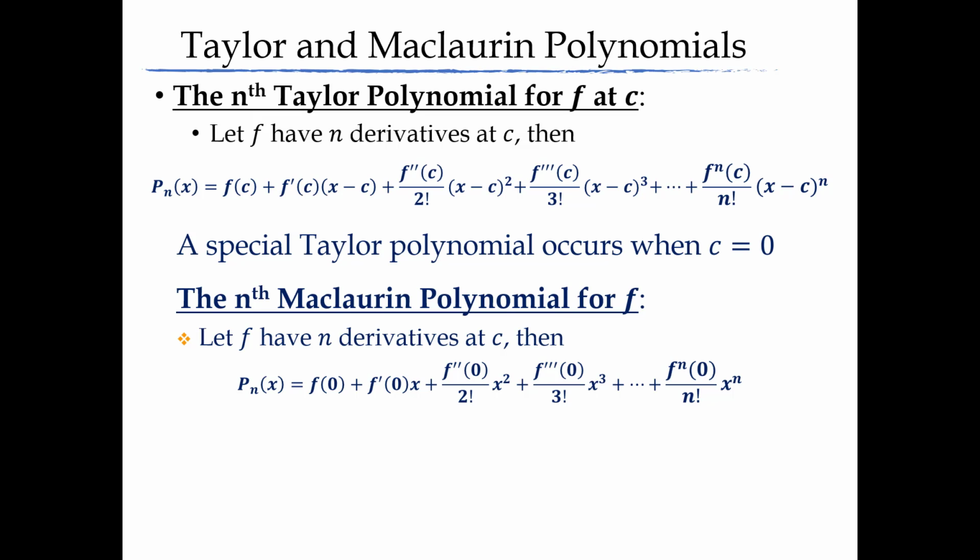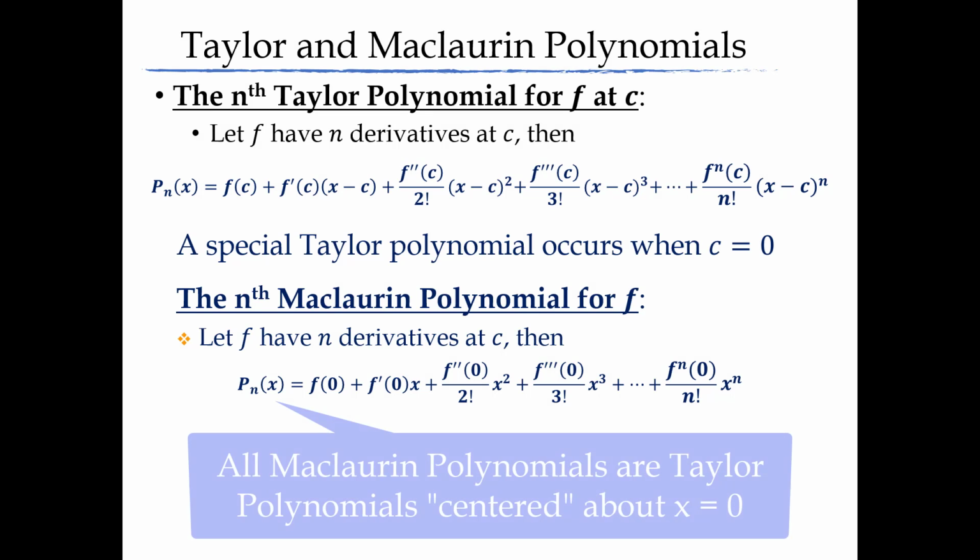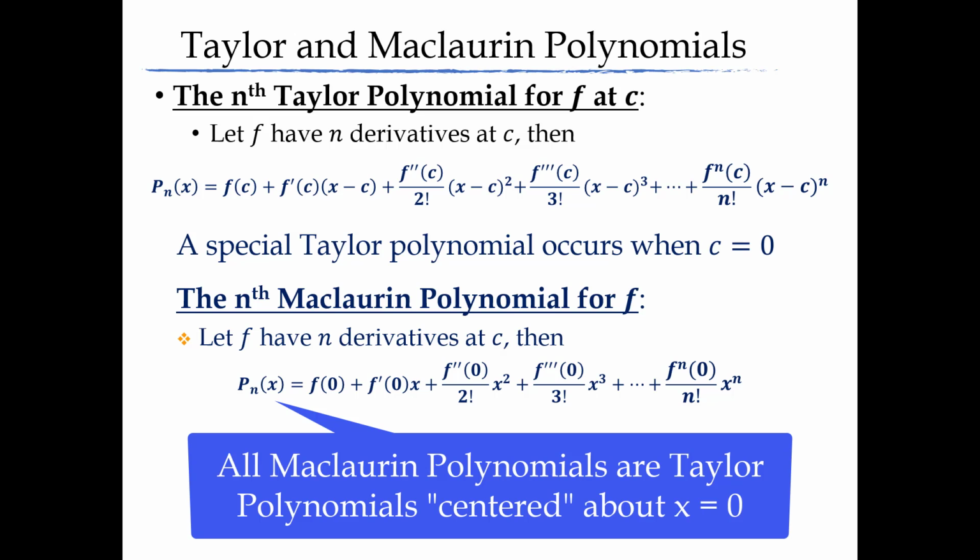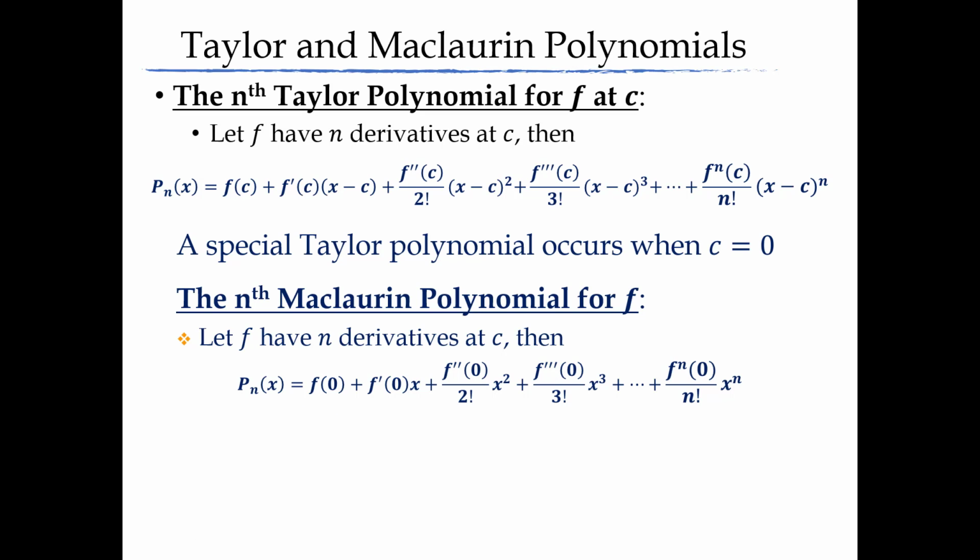A special Taylor polynomial occurs when we're specifically at 0. When the value that we're trying to estimate is close to 0 and we know what the value is when x equals 0, it's called a Maclaurin polynomial. So when we use specifically 0, it's a Taylor polynomial that we specify as Maclaurin. So the nth degree Maclaurin polynomial for f is, let f have n derivatives at c. Then the nth degree Maclaurin polynomial is f of 0 plus f prime of 0 times x plus f double prime of 0 over 2 factorial times x squared plus f triple prime of 0 over 3 factorial times x cubed plus so forth until you get to the nth degree.